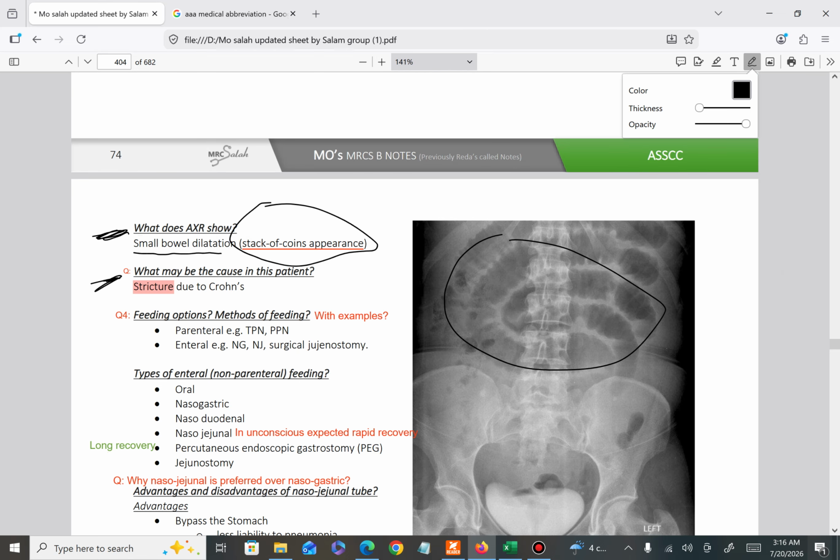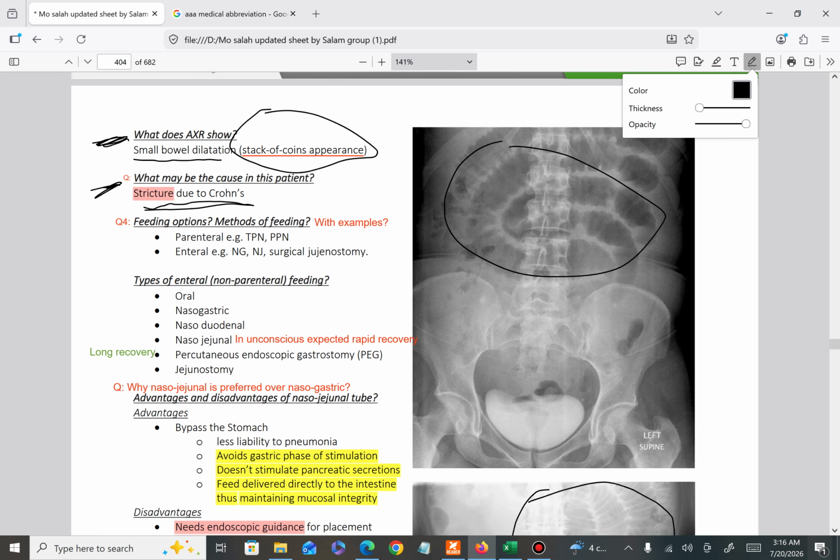What may be the cause in this patient? Okay, so the cause may be stricture due to Crohn's. As the patient has Crohn's disease, the Crohn's can lead to stricturing.